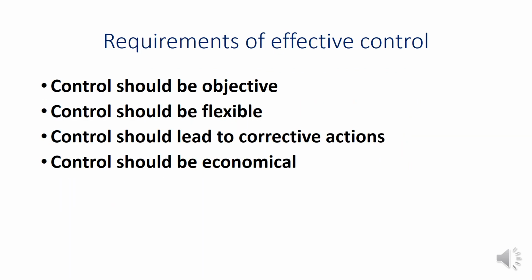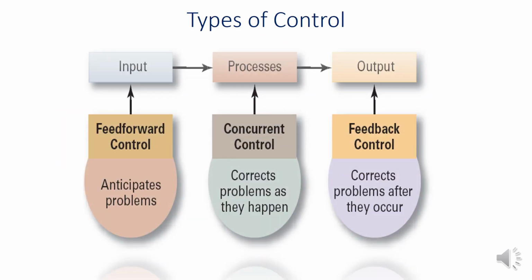Next we will see the requirements of effective control. Why is it required? When you want effective control on any process, what is required? The first one is that it should be objective, the control process should be flexible, it should lead to corrective action, and whatever control process you are doing, it is supposed to be economical. These are the different requirements for the effectiveness of your control.